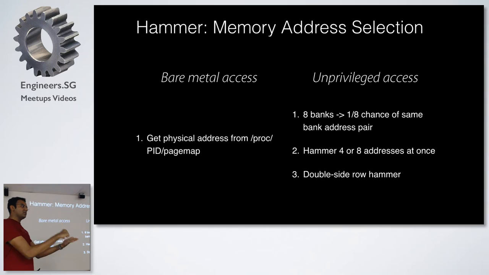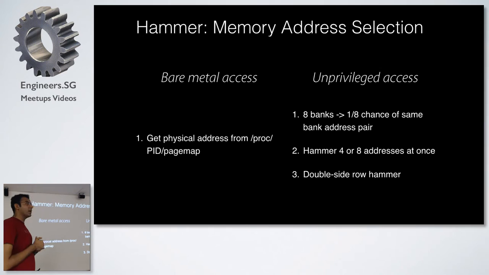That's what they did. But from an unprivileged standpoint, what you can just do is assume that there are either 8 or 16 banks. So if you just ask for two random memory addresses, there's a 1/8 chance that they would be on the same bank, which is good enough for statistical analysis. So 1/8 chance if you're assuming that there are 8 banks.